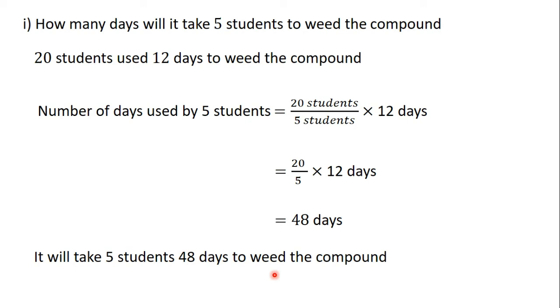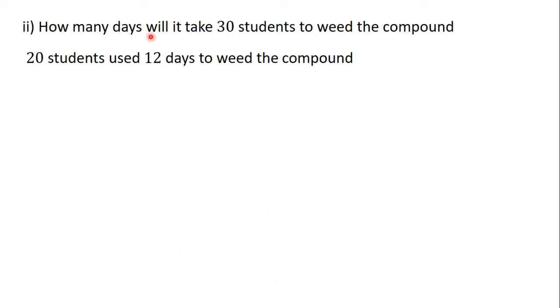Let's look at the second part of our question. How many days will it take 30 students to read the compound? We know that the rate that was given to us in the question is 20 students used 12 days to read the compound. So once again, our rate is 20 students used 12 days. We want to find the number of days it will take 30 students.